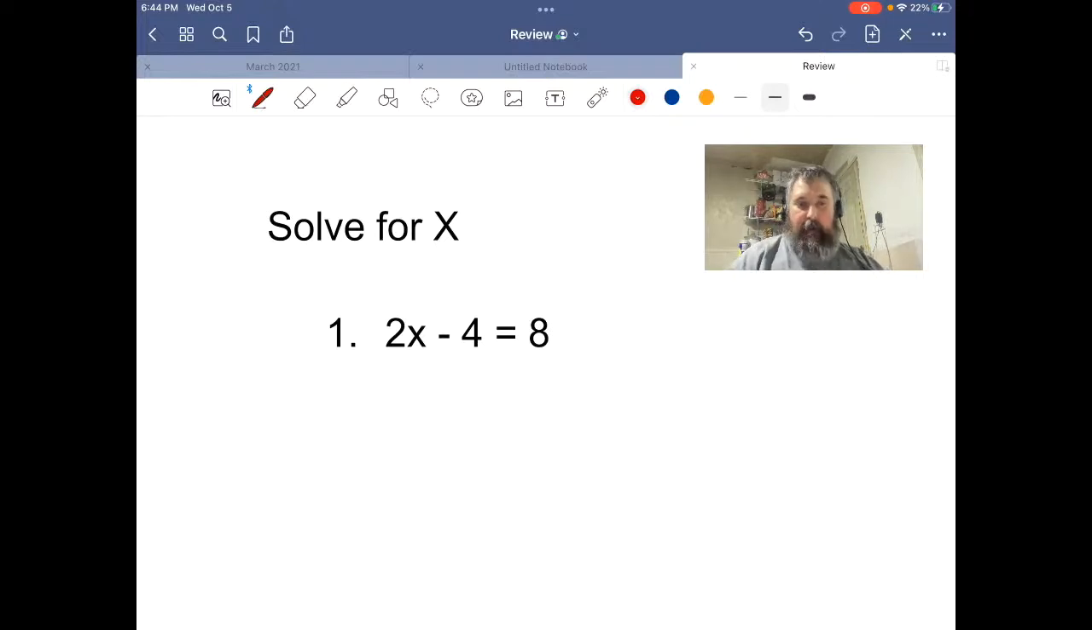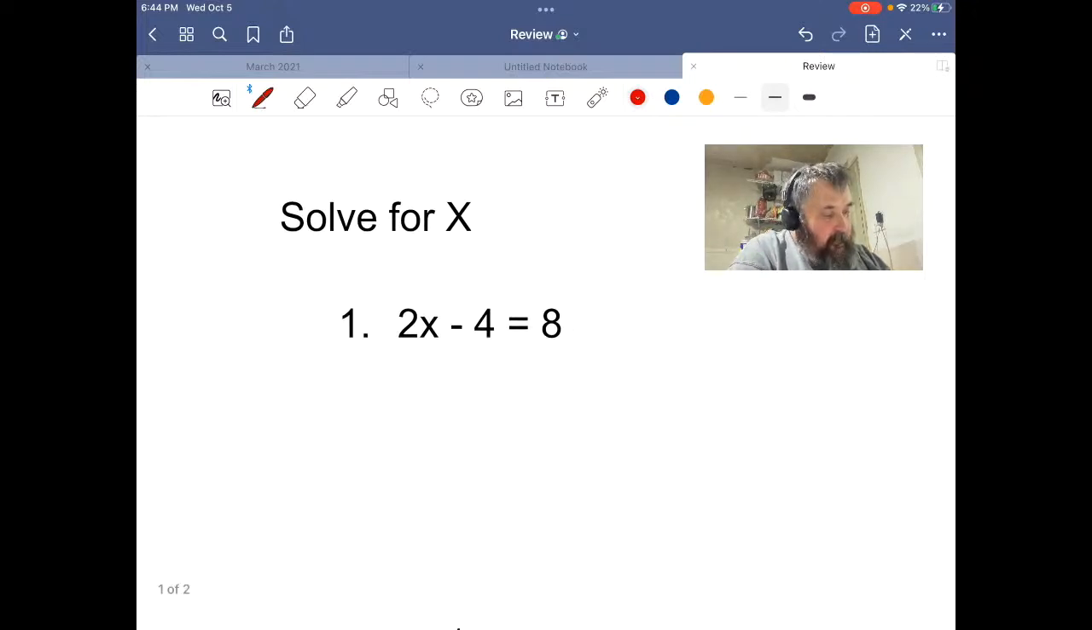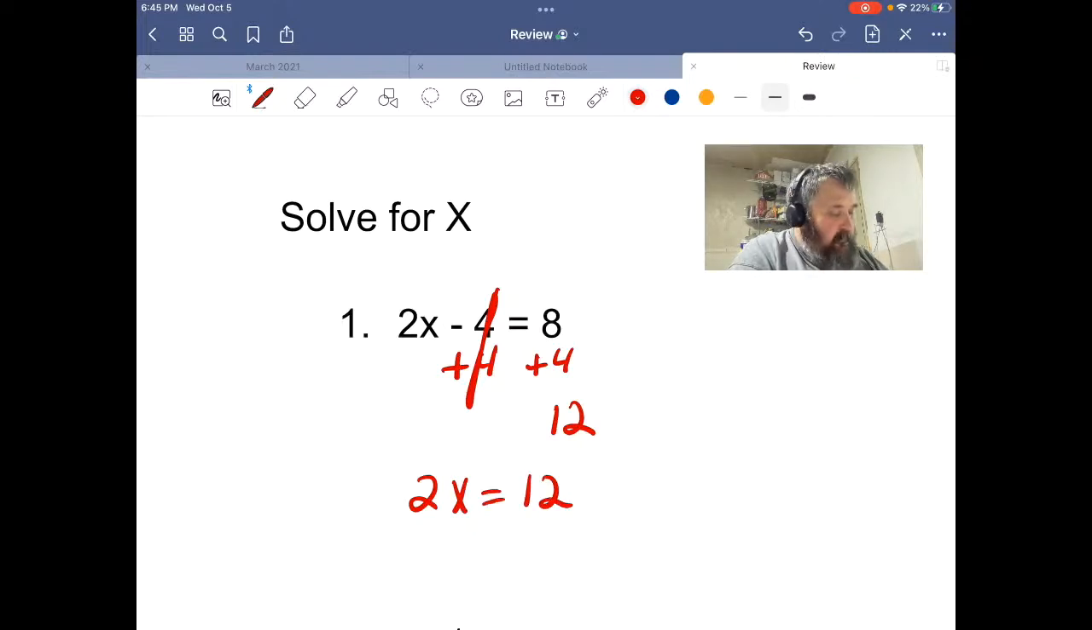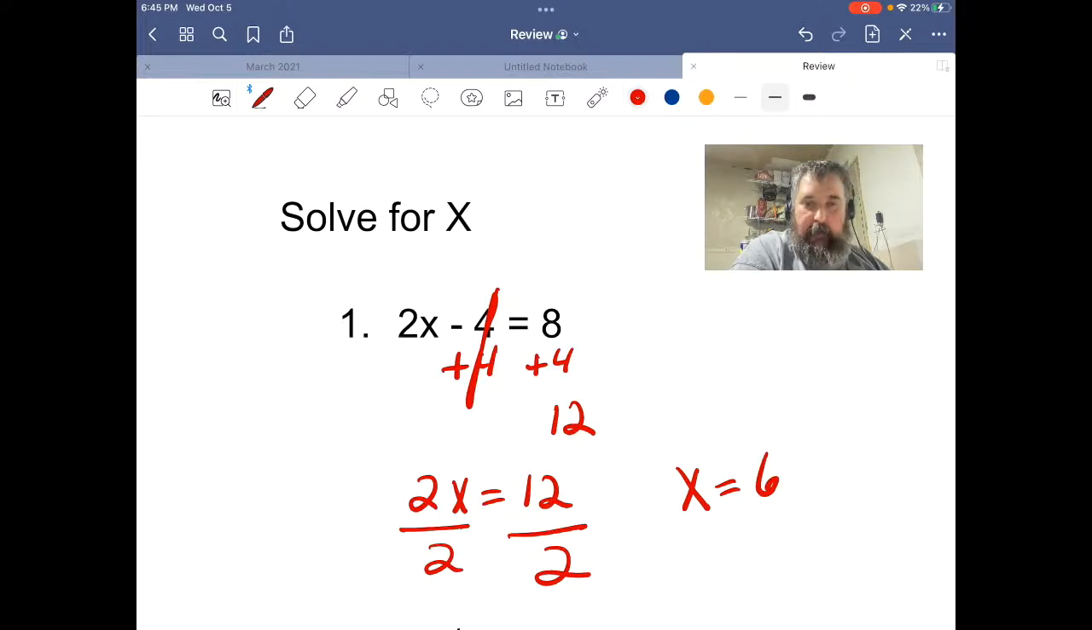So what I'm going to do is start by putting 4 on both sides. And that gets rid of this. And then we make that 12. And then we get 2x equals 12. The next thing we're going to do is divide both sides by 2. And that gives us x equals 6. And so this is going to be your answer.